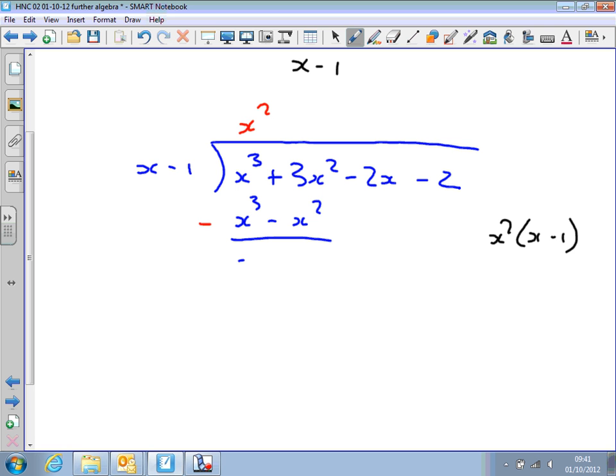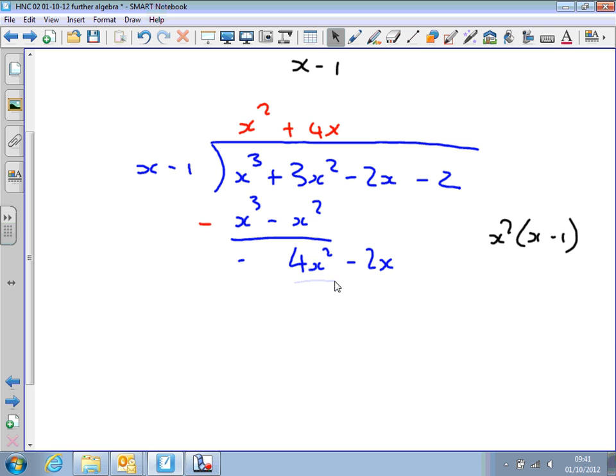But what's the next one? 3x squared minus x squared gives me plus x squared. So this actually gives me 4x squared underneath. Be careful of that double negative. And then bring down the next term, minus 2x. So now, what have I got to times x by to get 4x squared? 4x. So plus 4x goes on the top.